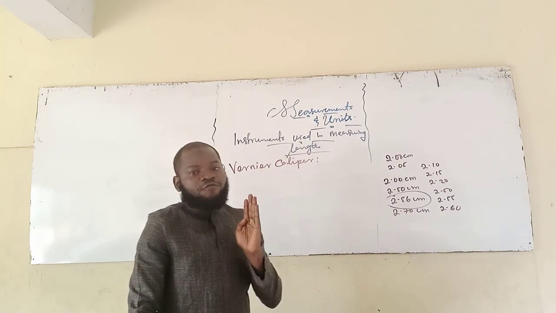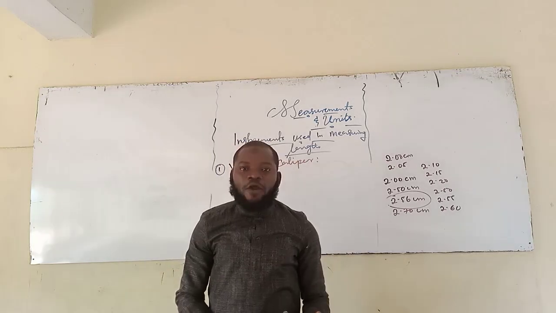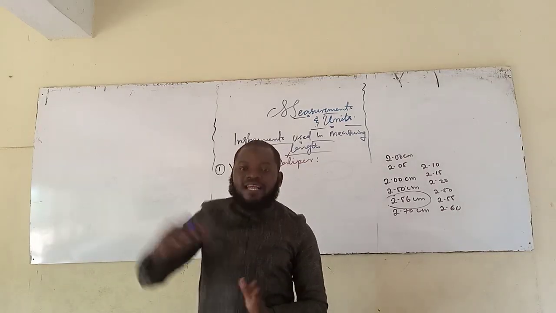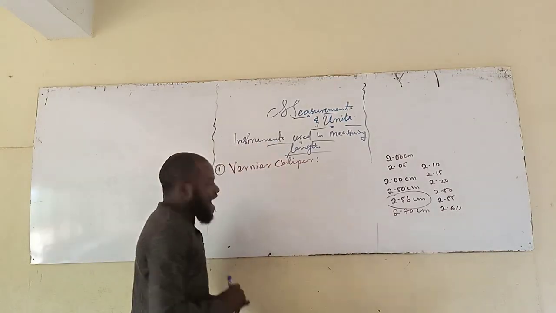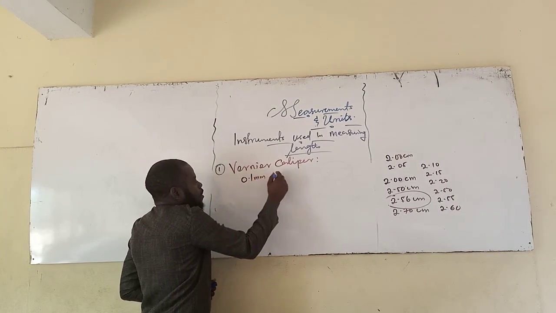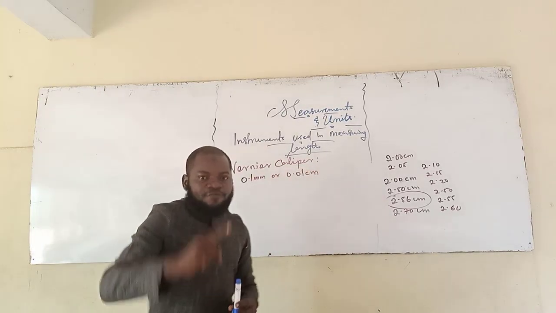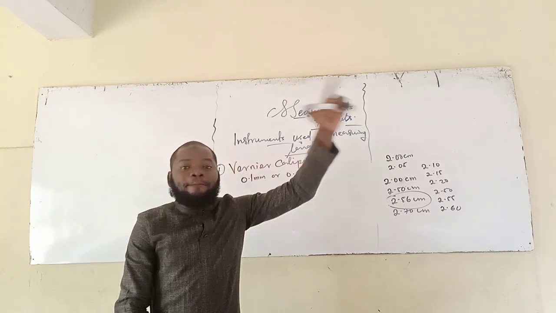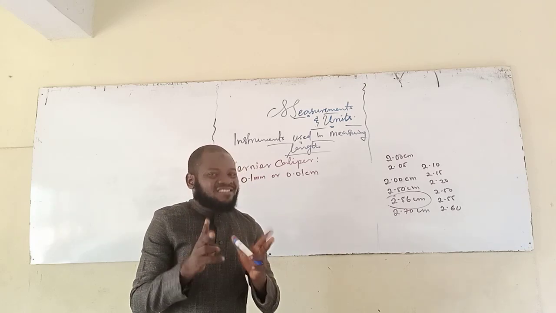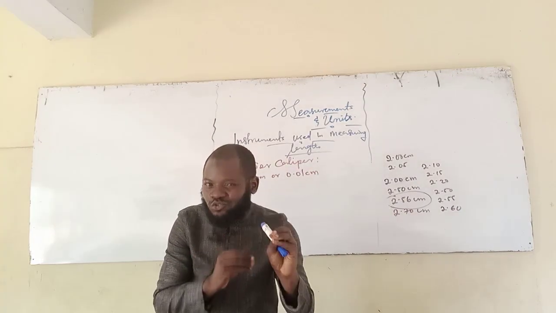What is the reading accuracy of the vernier caliper? The vernier caliper is 10 times more accurate than the meter rule. Are we together now? Therefore, the reading accuracy of a vernier caliper is 0.1 millimeter or 0.01 centimeter. That is, the vernier caliper also measures to 1 decimal place in millimeter and 2 decimal places in centimeter.